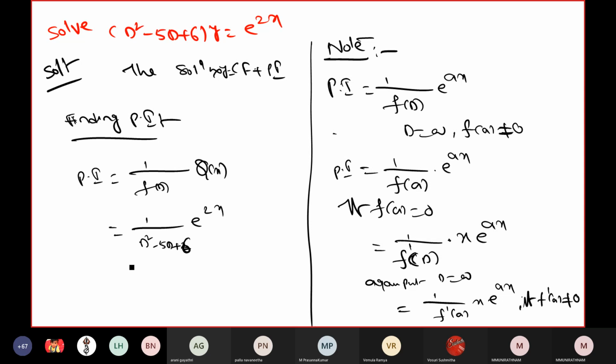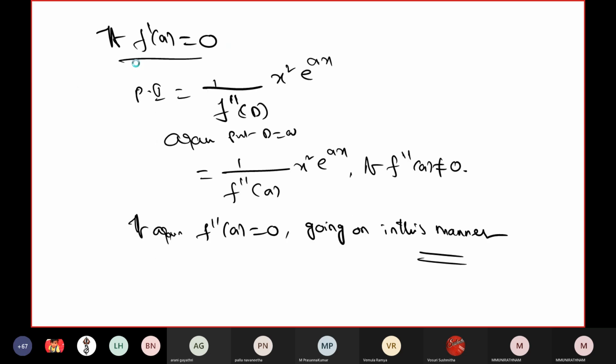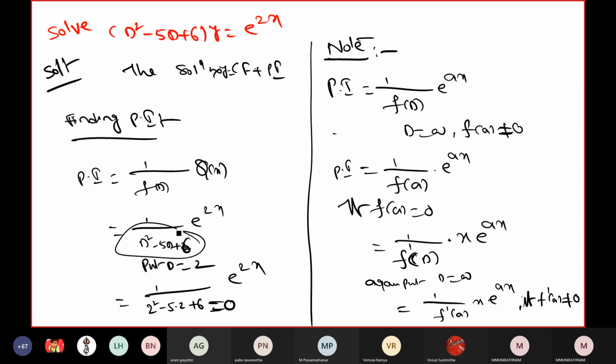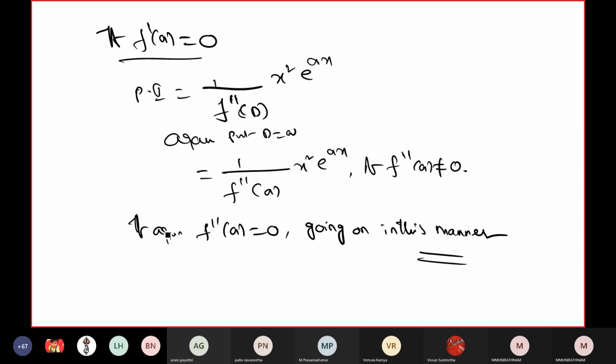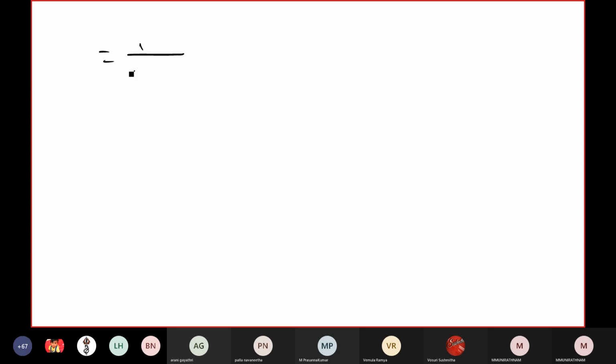So now I have to put D equal to 2 here. What happens here? 2 square minus 5 into 2 plus 6 will be 0, right? So I have to go by the formula. So 1 by f dash of D. Derivative of D square minus 5D plus 6 is 2D minus 5, x e power 2x. Replace e power 2x as x e power 2x.